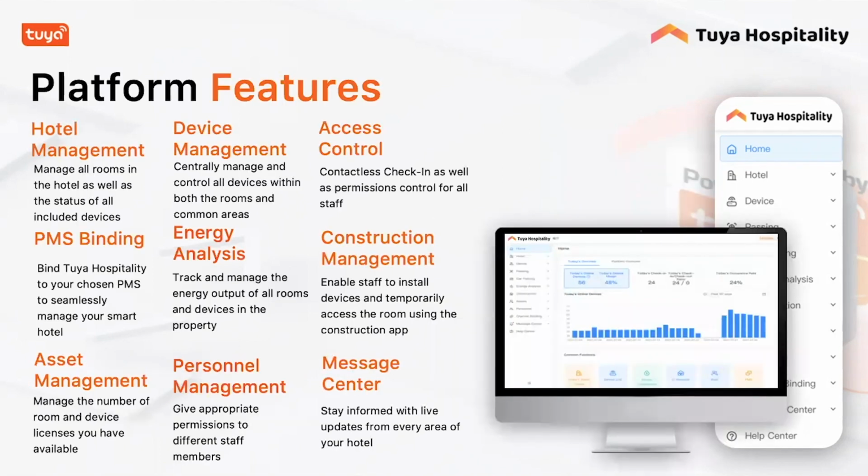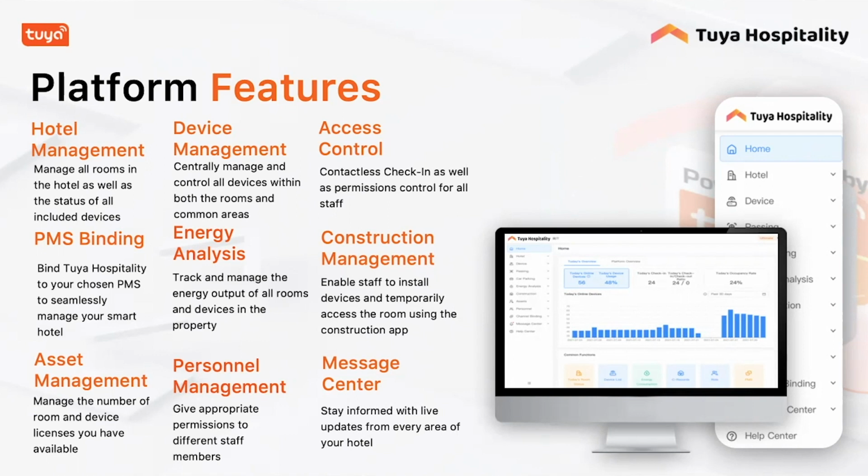Here we see some of the core features of the platform. I won't dive into all of these in extensive detail today, but I would like to highlight some core aspects. Hotel management, which allows managers to not only manage the standard checking in and checking out process, but also the devices in each room and their associated status. Device management. This means you'll be able to manage the devices around the whole property, such as security cameras, conference room lights, and common area locks.